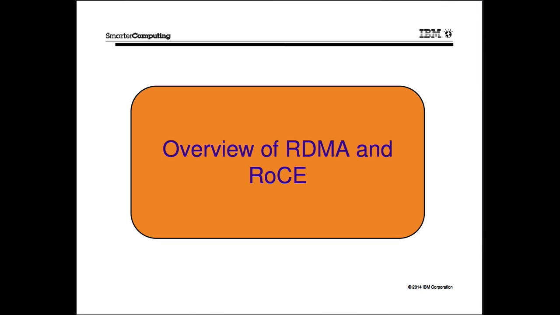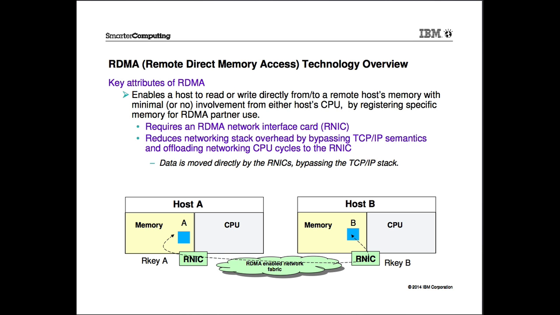So the next technology I'll give you a quick overview of is RDMA and RoCE. Basically, RDMA and RoCE is a newer networking technology for the mainframe, but it is something that we are going into to improve networking on Z. So it's important to understand what it is.